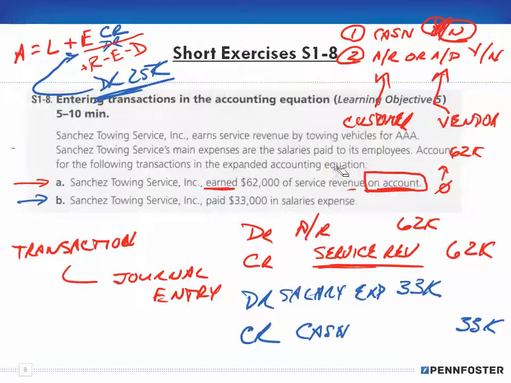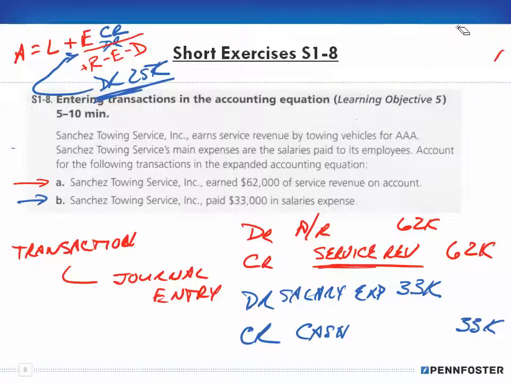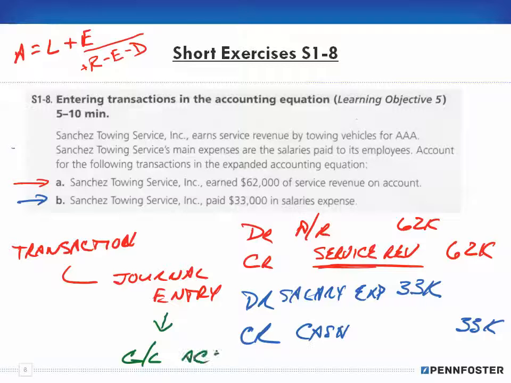Okay, so these are our transactions as we've made a journal entry for them. Now, from the journal entry, we post to our general ledger accounts. And remember, posting to the general ledger accounts, all we're doing is just rearranging the information. So here, this problem is saying account for the following transactions in the expanded accounting equation.